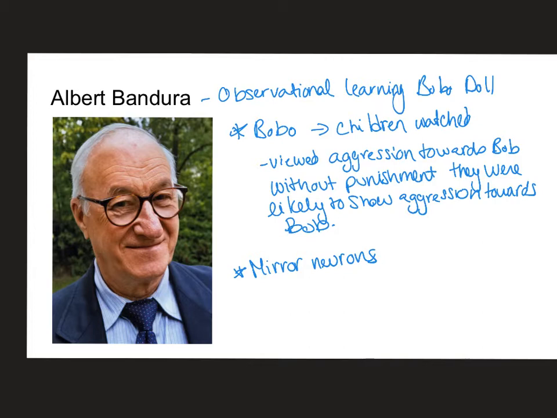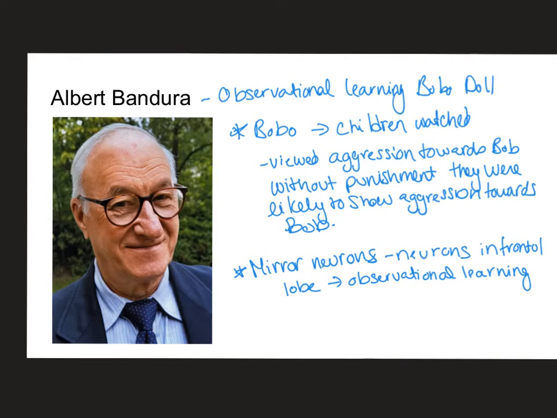Mirror neurons are neurons in your frontal lobe, and these neurons are what we believe is responsible for observational learning. These are the ones that allow you to see a behavior and then mimic that behavior, which would explain a lot for little kids that repeat behaviors without you really teaching them.